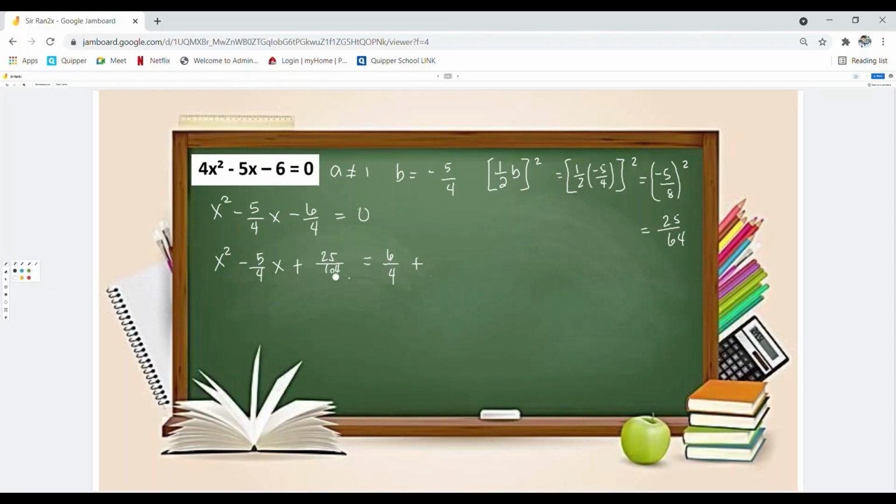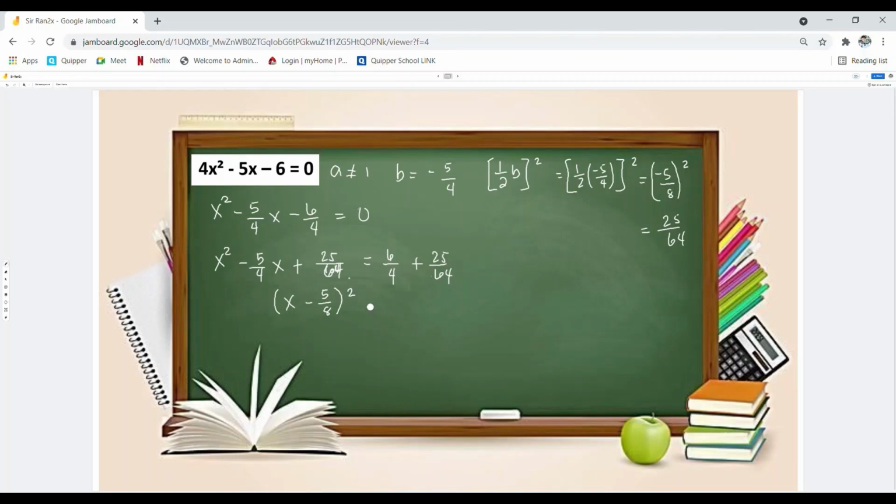You're going to write 25 over 64, and on the right side too, to conserve the equation. This one is already a PST, a perfect square trinomial. Therefore you can write it as the square of a binomial. All you have to do is get the square root. Since it's a PST, this is what we do: square root of the first term, x, then the square root of 25 over 64 is 5 over 8, and then you take the sign of the second term, the b. That's why it's a minus.